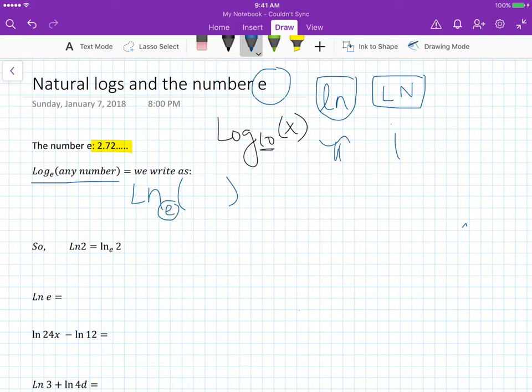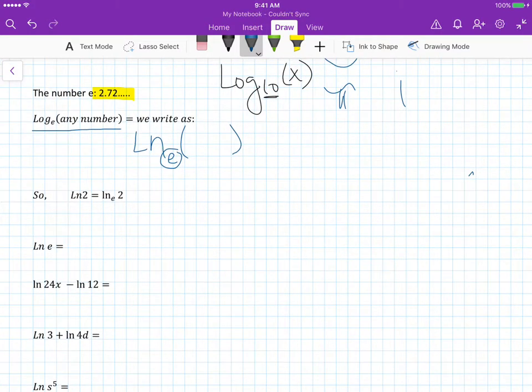So if I see ln of 2 right here, then that's really just saying the natural log base e of 2. The natural log always has a base of e. There is no way to make it something different because that is simply why the natural log exists. So we should always assume base e.